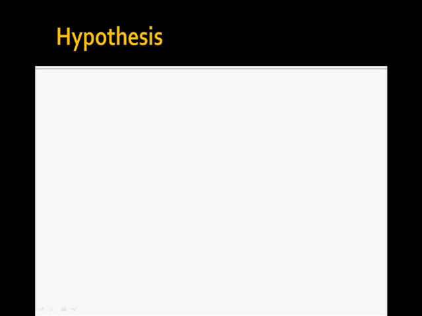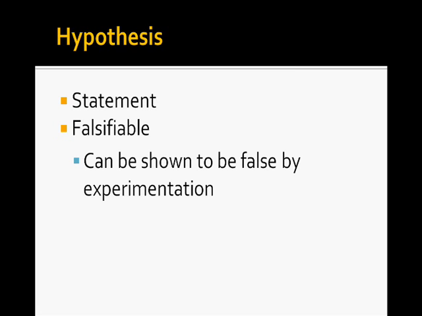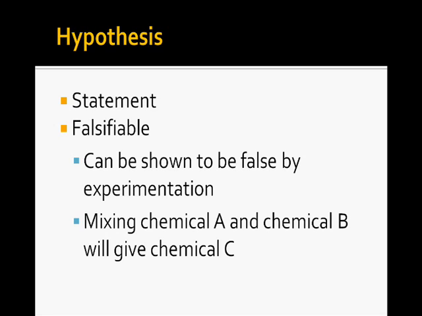A hypothesis, boiled down as far as I can boil it down, is a statement that's falsifiable. And when I say falsifiable, I mean that you can do something to show that your hypothesis is false by experimentation. So on a very basic level, something like mixing chemical A and chemical B will give chemical C. That's a fairly straightforward hypothesis.